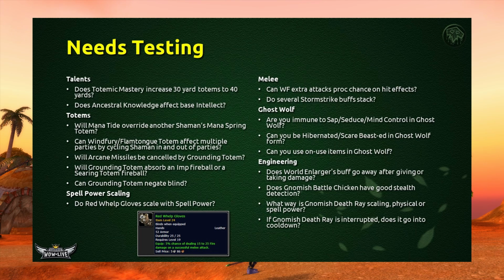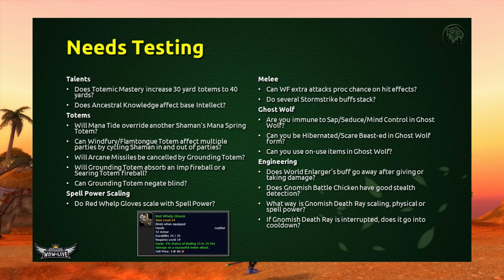Will Arcane Missiles be cancelled by Grounding Totem? Arcane Missiles is a channeled spell that has individual packets of damage that come out. Similar to Mind Flay, but Mind Flay is one solid stream. So if you place Grounding Totem down, will it destroy one of the Arcane Missiles, and then will the other missiles hit you, or will it completely negate that effect? Similar to Mind Flay as well, I guess.